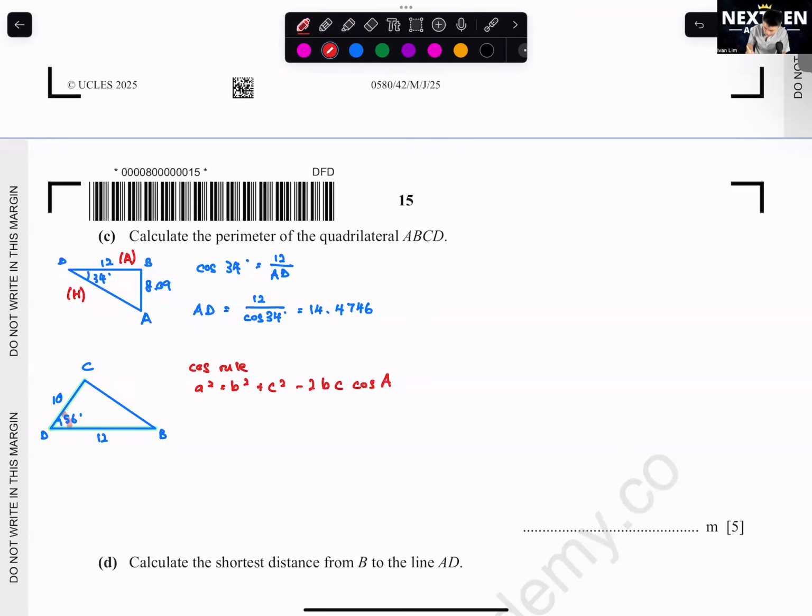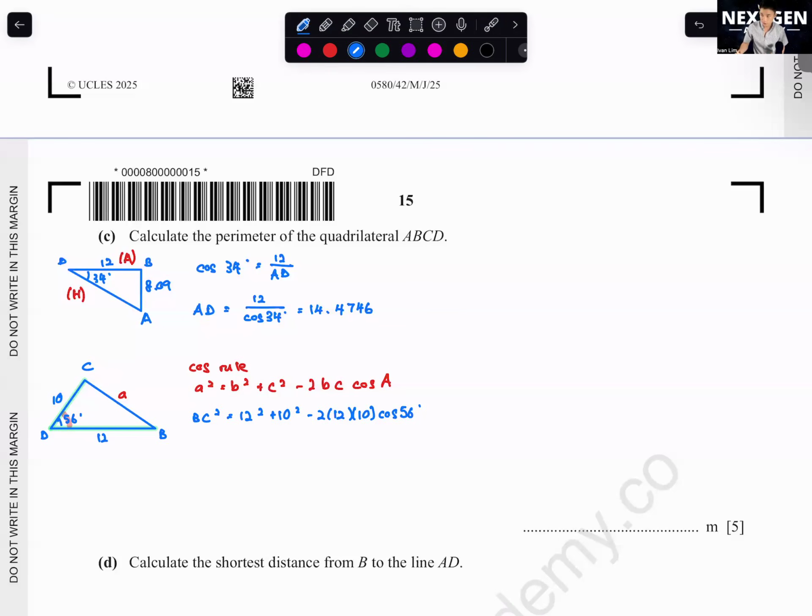You need to define what is your A first, which is this side, the opposite side. Then B and C doesn't matter which one is it. So a square, we don't know what it is. a square equals 12 square plus 10 square minus 2 times 12 times 10 cos 56 degrees. The whole right-hand side, you don't have to break down into so many parts. You can just type out the whole thing into a calculator first: 12 square plus 10 square minus 2 times 12 times 10 times cos 56.